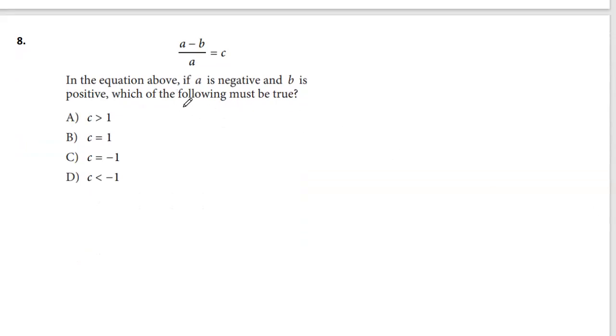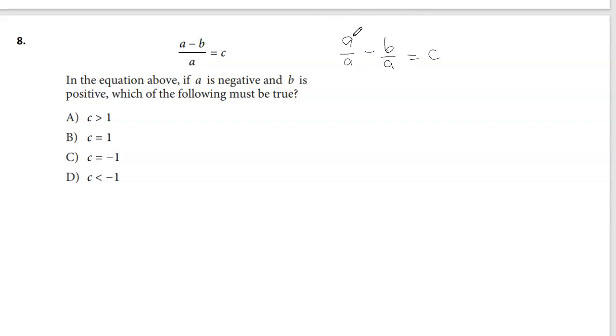Okay, we are given this question. It says A is negative, B is positive. Which of the following must be true? So let's try and rewrite this in a different way. We know A is a common denominator from our basic knowledge of fractions. So let's break it up. A over A minus B over A is equal to C. I haven't changed anything. I just rewrote this so I can see the relationship better.